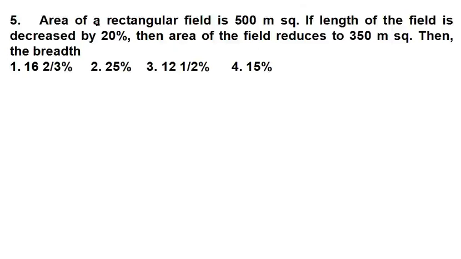Good question. The area of a rectangular field is 500 meters square. If the length of the field is decreased, okay, length got decreased by 20%, then it is said that the area reduced by 350 meters square. Guys, look here. We know that area equals length into breadth. Okay, it is written that area is 500 meters square, and length got decreased by 20%.